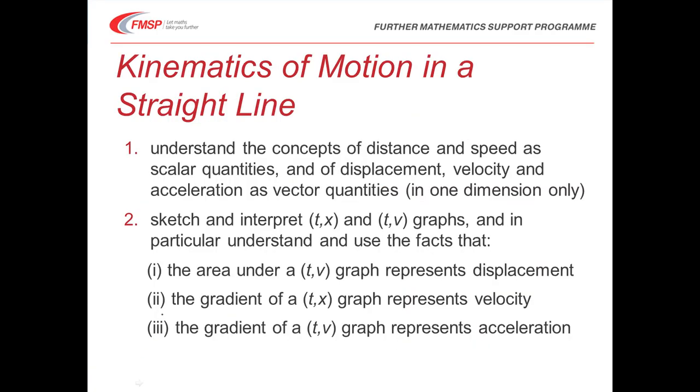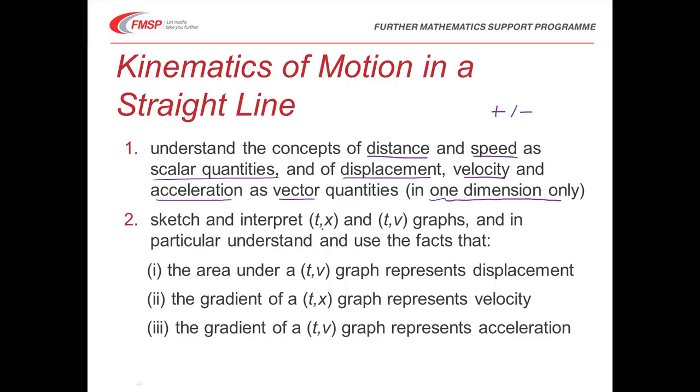And looking at the specification, there are 4 points mentioned. The first one is that we need to be sure we understand the concepts of distance and speed as scalar quantities in one dimension, and of displacement, velocity and acceleration as vector quantities. And although it says in one dimension only here, don't forget that the direction, positive or negative, means we do have a direction specified for these quantities, even if it's just along a straight line.